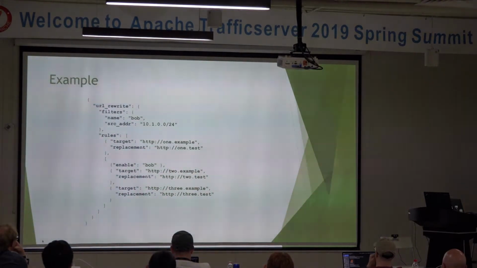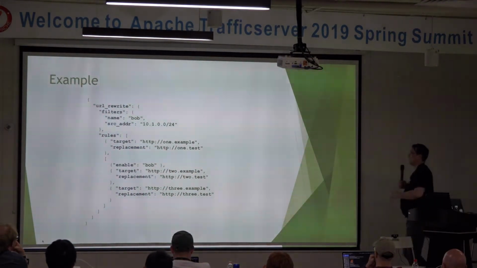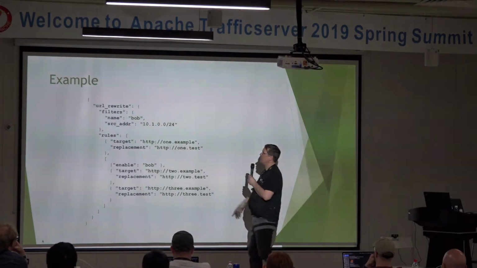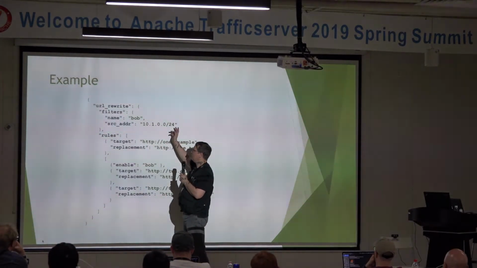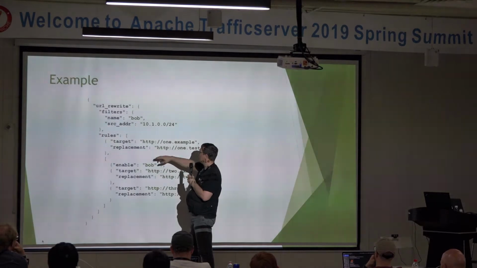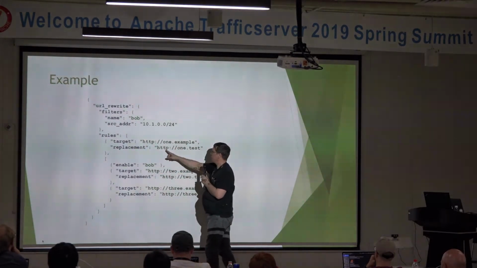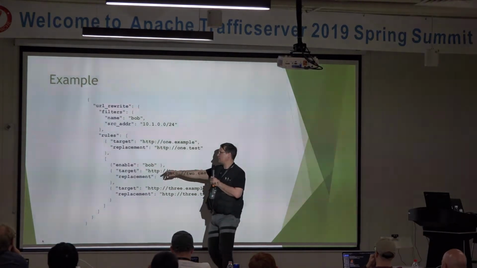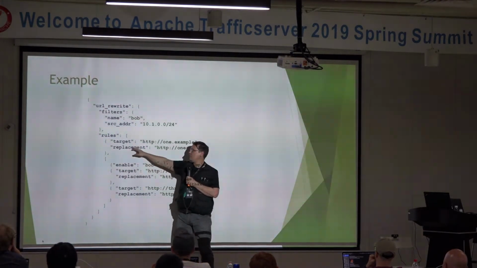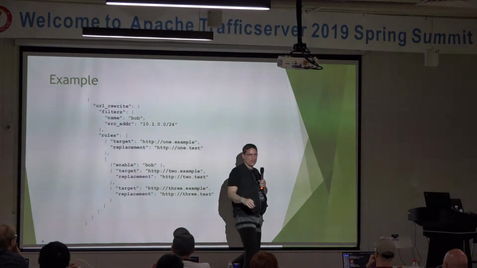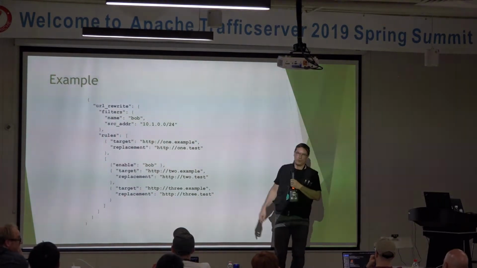So here's an actual example of an actual rule set. We have the root key, we have this filter. We say here are the rules. So here's a rule that says if the target, so if you match this, replace it with that. I'm not sure about these names. This is what's used in the documentation. So if you go read the documentation on rewrite, it'll talk about target and replacement URLs.